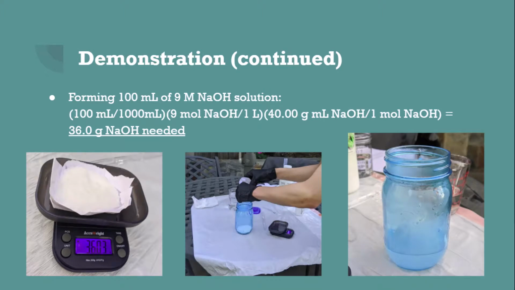The first step was to correctly form the 9 molar NaOH solution using solid sodium hydroxide. I didn't have a beaker on hand with exact measurements, so I had to go with a mason jar that had approximate markings for 100 milliliters. With some simple stoichiometry, I determined that 36 grams of NaOH was needed, so I added the NaOH to the jar and filled it up to the line with water. The reaction was also clearly exothermic and generated a lot more heat than I was anticipating.